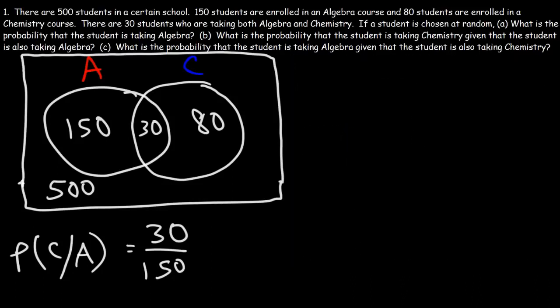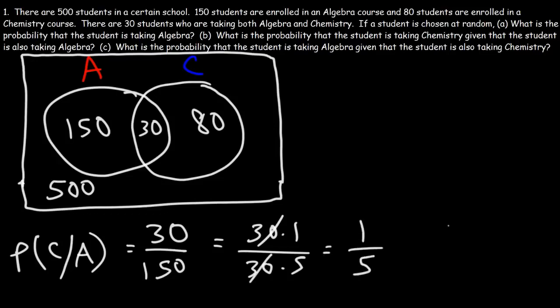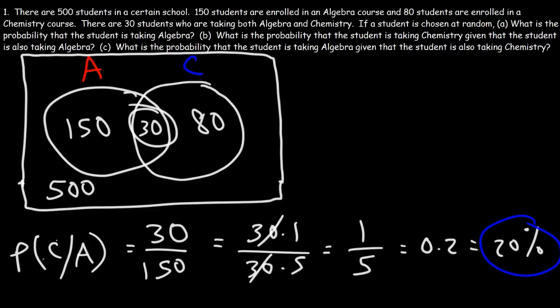So let's simplify 30 over 150. 150 is 30 times 5. So the probability is going to be 1 over 5, and 1 divided by 5 is 0.2. So there's a 20% chance of selecting a student who is taking chemistry given that they're taking algebra. Now let's talk about what this means. Out of all of the 150 algebra students in this school, 20% of them are taking chemistry. 20% of 150 is 30.